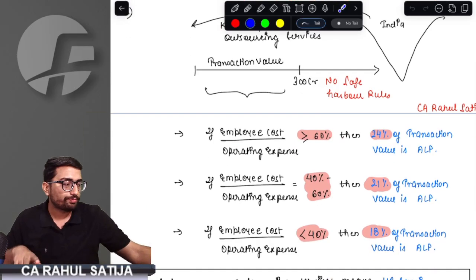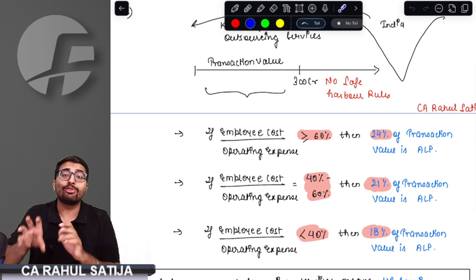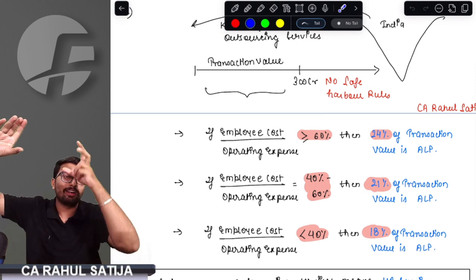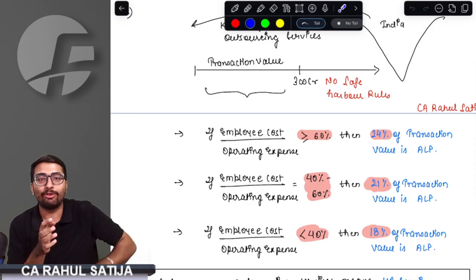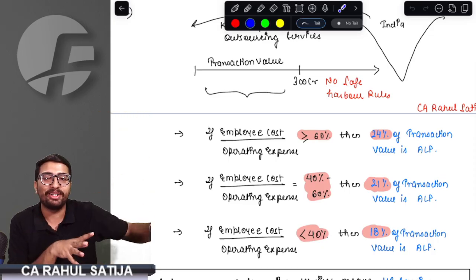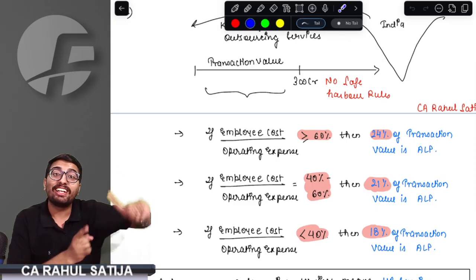Up to 300, what to do? You have to check the ratio. Which ratio? The employee cost to operating expense ratio. If it exceeds 60%, declare 24%. If it is between 40 to 60, declare 21%. If it is less than 40, declare 18%.